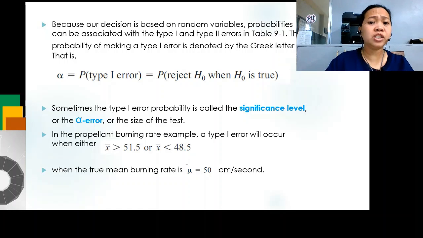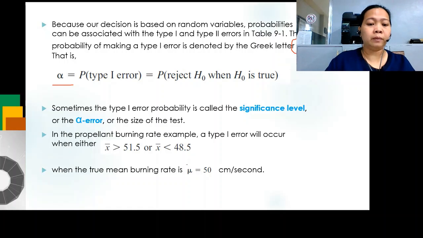Because our decision is based on random variables, probabilities can be associated with type 1 and type 2 errors. The probability of making a type 1 error is denoted as alpha. Remember, it is the probability of committing a type 1 error when you reject the null hypothesis when in fact the null hypothesis is true. That is our type 1 error. It is sometimes called the significance level or the alpha error.